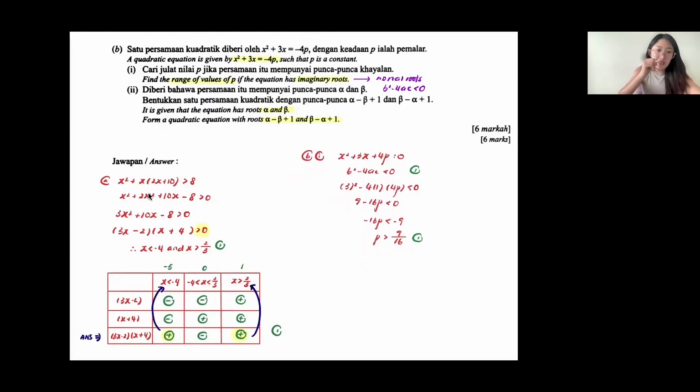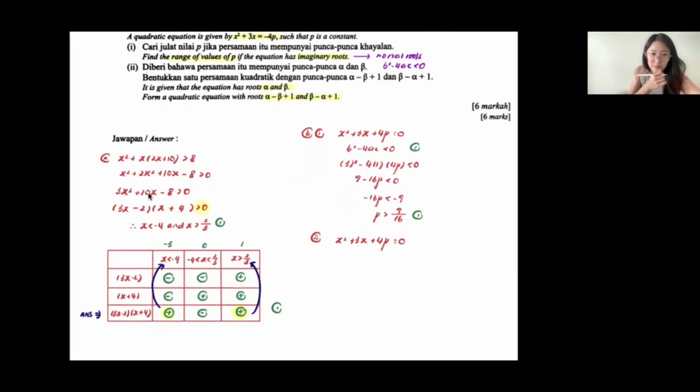Okay, now let us create our information bank first. This is B part 2, yeah? All right, from the equation just now, we have x squared plus 3x plus 4p equal to 0. Okay, then over here, our roots are alpha and beta. So let x equal to alpha, x equal to beta. So SOR, sum of roots, alpha plus beta.